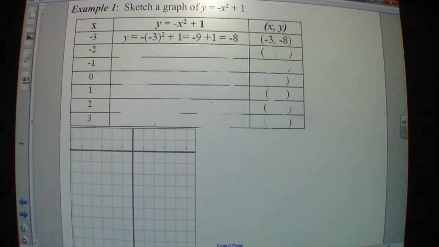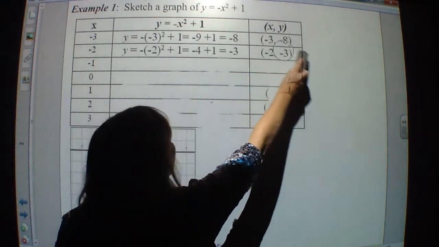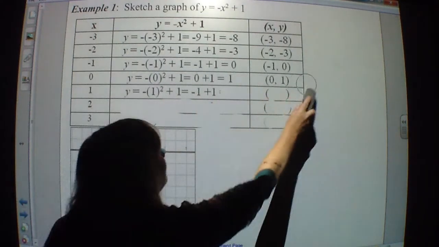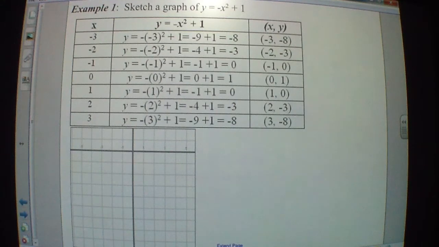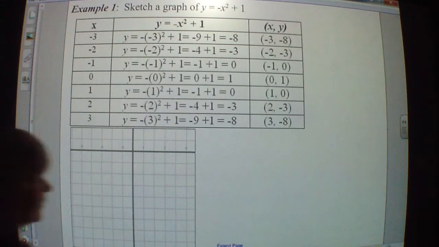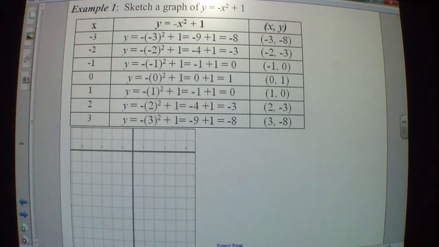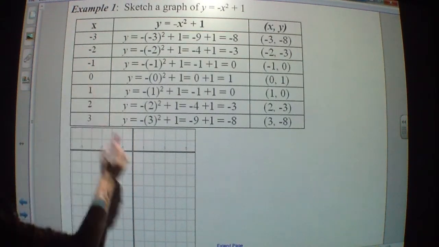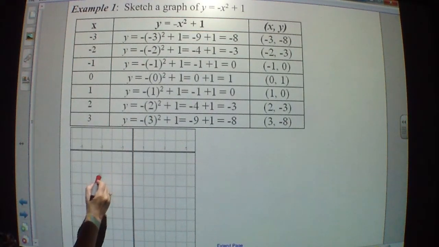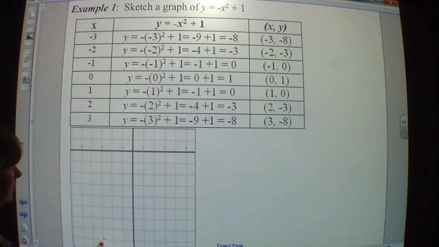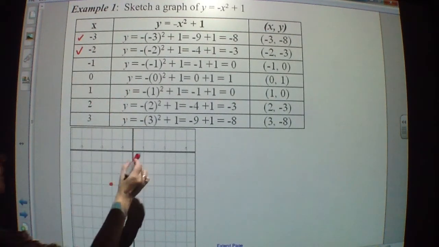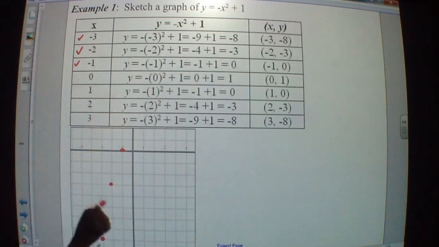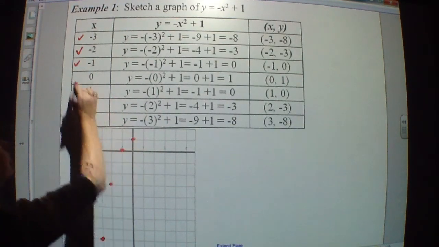And if you need to pause the video, pause the video. So we're plugging them all in, and we're calculating the points. Once we have our points, I'm going to graph them. So I have (negative 3, negative 8). So I have that point. (Negative 2, negative 3). I have that point. (Negative 1, 0). That's that point. I have (0, 1), which is this point here.